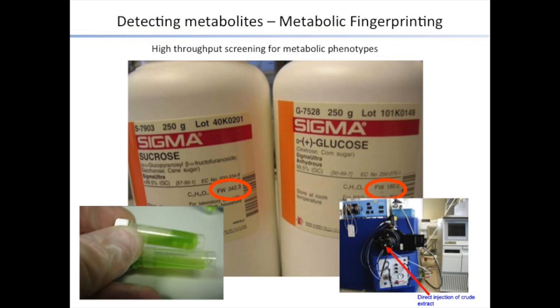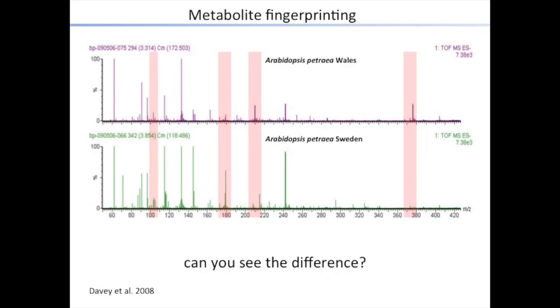Okay, so here we have a pot of sucrose and a pot of glucose, and I've circled there the molecular weight: sucrose is 342 and glucose is 180.2. We take advantage of this by injecting this green sludge into a mass spectrometer, which is essentially a big balance, a big pair of scales, and what we should get is a metabolic fingerprint like this. On the x-axis we have a proxy for molecular weight, and intensity on the y-axis.